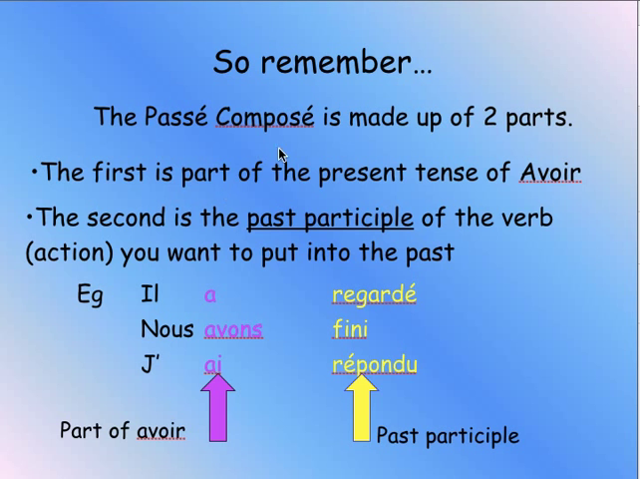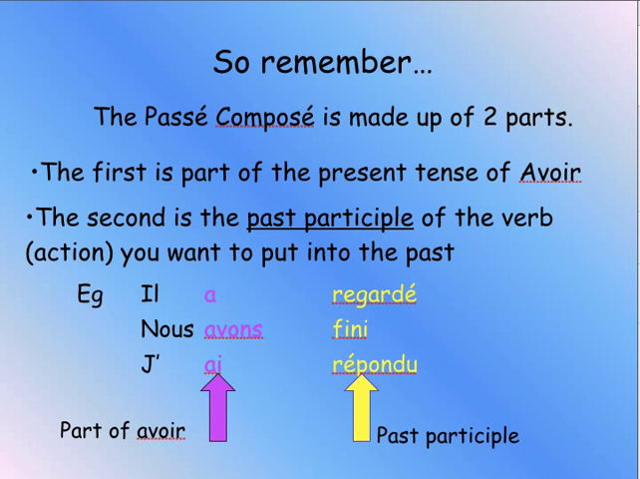So remember, passé composé is made up of two parts. The first is part of the present tense of avoir. The second is the past participle of the verb, the action you want to put into the past. For example, il a regardé. Nous avons fini, we have finished. J'ai répondu, I have responded or answered. So that's the part of avoir, and that's the past participle. Made up of two parts. Don't forget, ladies and gents.